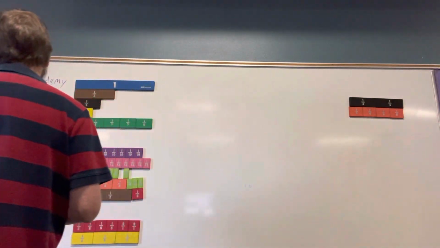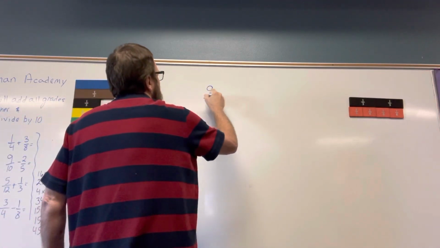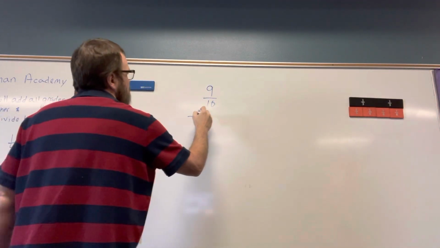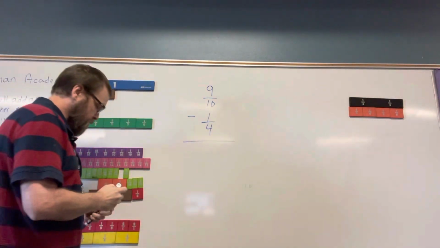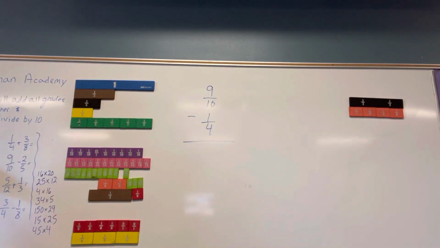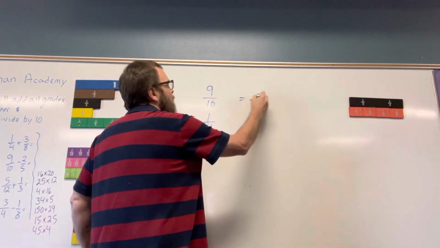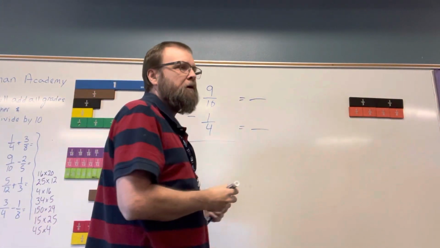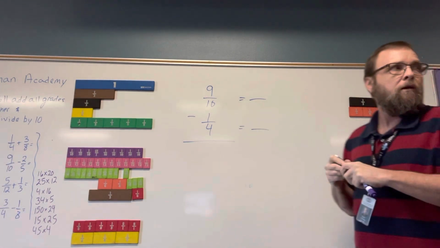All right, and one more. Let's do 9/10 subtract 1/4. So now I got to find out a common denominator because I cannot add and subtract fractions if they do not have the same denominator. So Kira, what would be my common denominator? 40. 40 would work. Let's do 40.